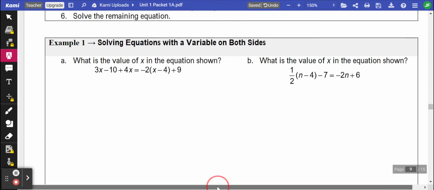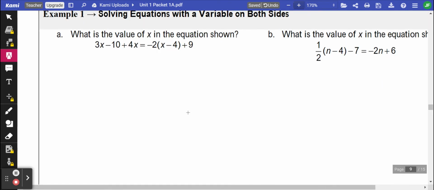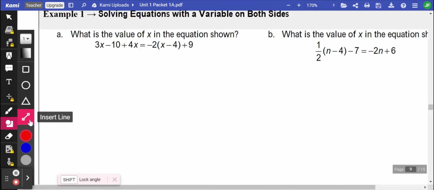Okay, so let's look at this first problem here. Zoom in a little bit. We are going to start by drawing a line through the equal sign. And I know we've mentioned drawing this line to make your life easier in the future. This is the future. These problems get a little bit more complicated, so it helps us to keep our work straight if we draw that line.